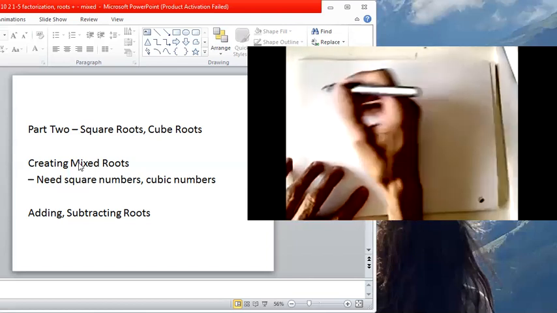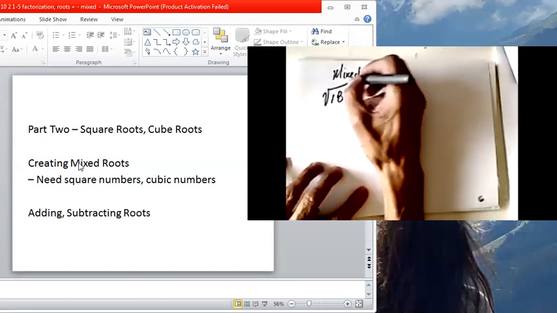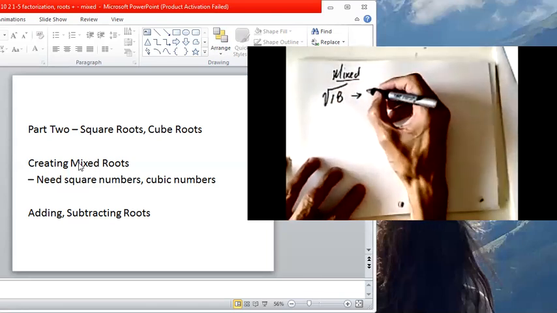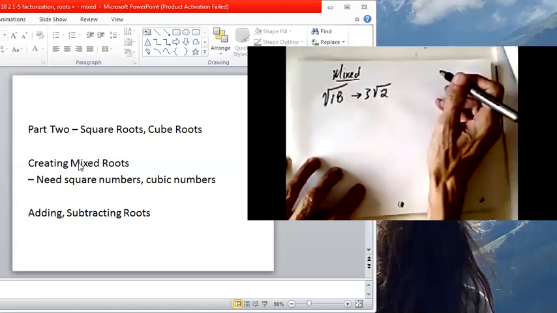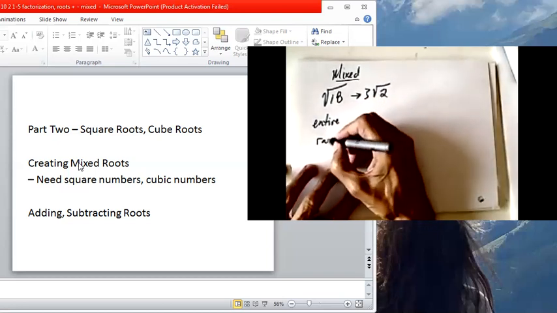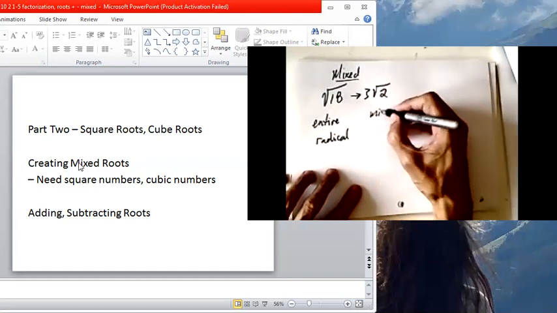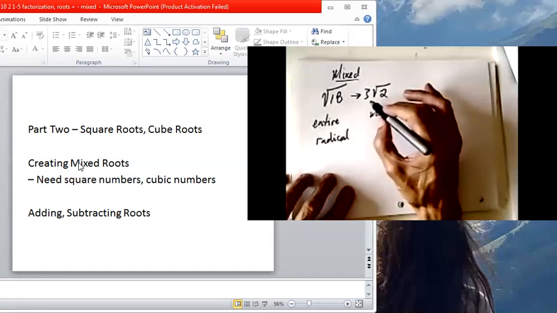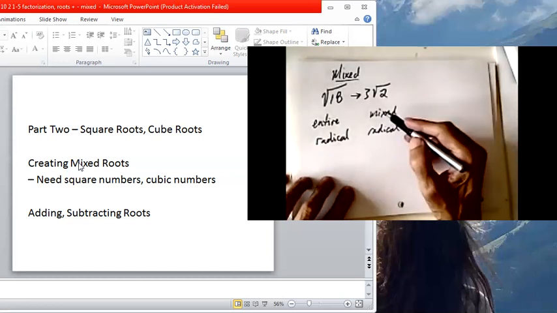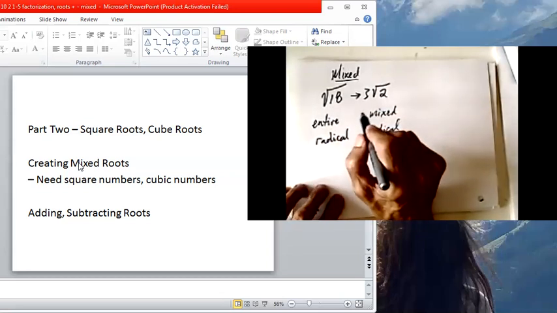Creating mixed roots, that's if you're given something like this. This isn't mixed, by the way. And then switching it, doing the good looking algebra, so you get an answer like this. This is called an entire radical. Entire is like the whole thing; the whole thing is underneath. And then this is the mixed radical, mixed up because part of it is on the inside and part of it is on the outside. So that's what creating mixed radicals are.